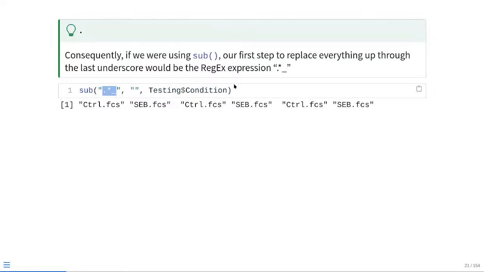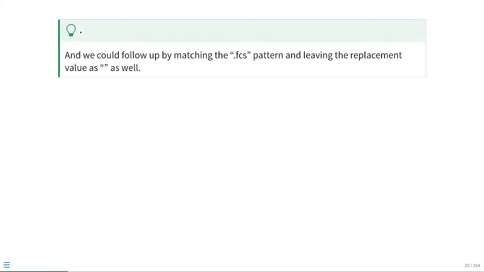And as you can see, that condition column that had the full file names ends up being abbreviated, and we're just left with the second portion of the file name after that last underscore, namely control, SEB, control, SEB. So as we viewed those particular ones there, we're not quite where we want to be when it comes to just having control or SEB or PPD as our condition. We still have that .fcs portion of the pattern as well.